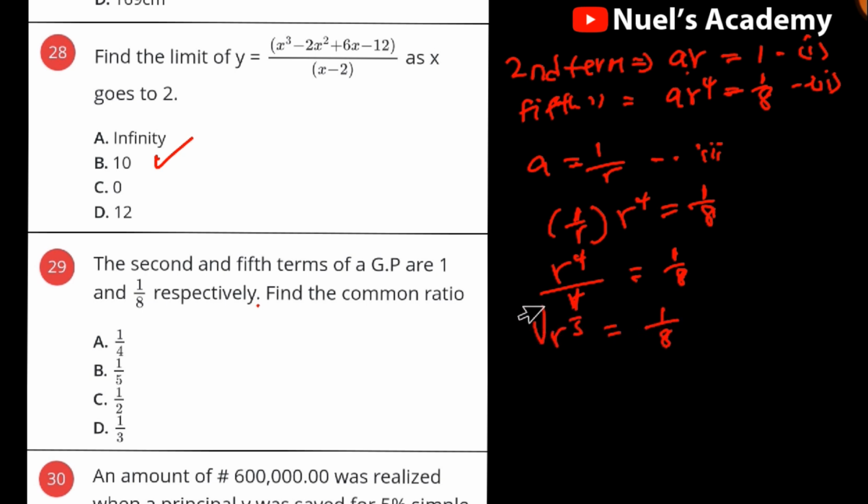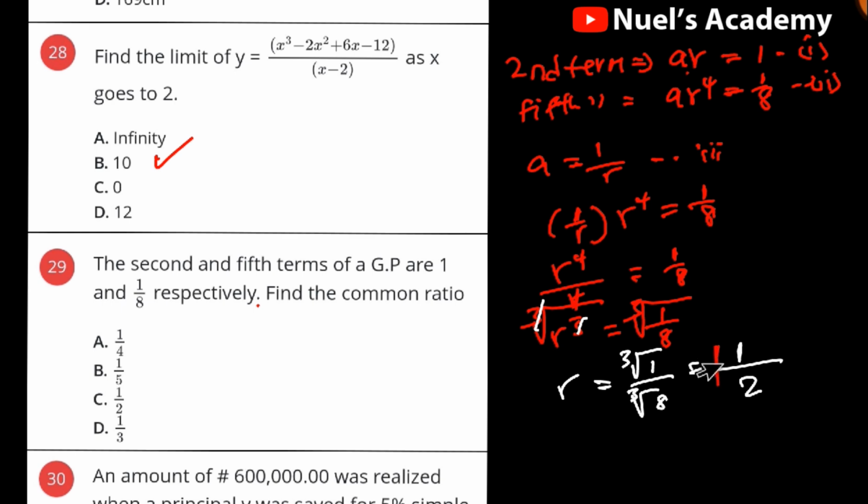Now let's take the cube roots of both sides. If you do that, the cube root and the cube cancel, so R is equal to the cube root of 1 over 8, which can be written as the cube root of 1 over the cube root of 8. The cube root of 1 is 1, and the cube root of 8 is 2. So the common ratio here is equal to 1 over 2. And from these options, we see that option C is the correct answer.